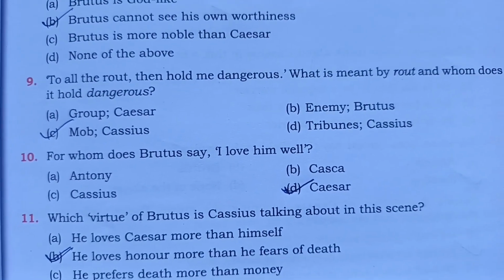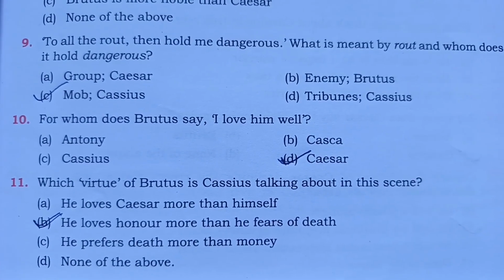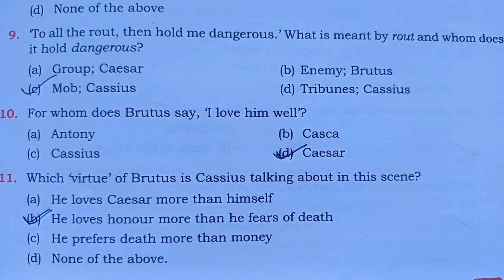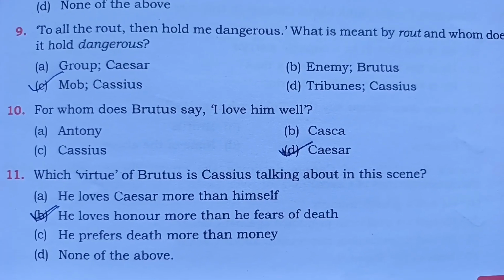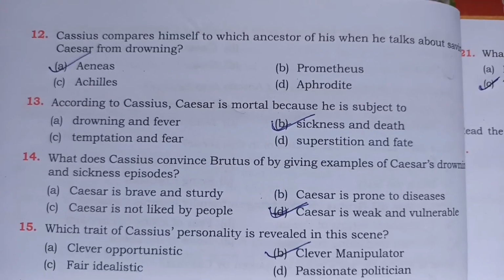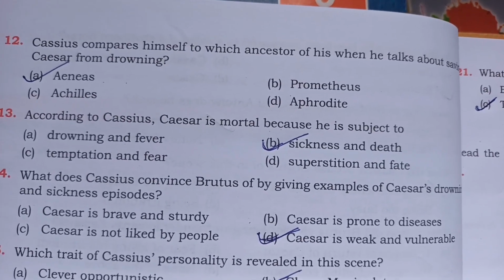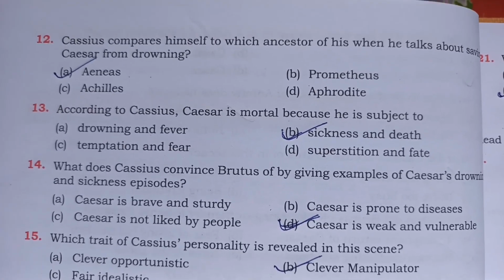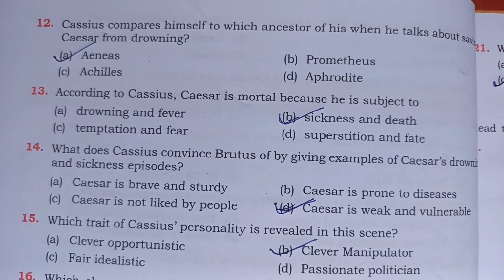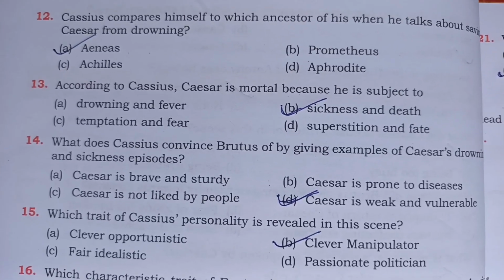Number 10, for whom does Brutus say, I love him well? So option D is correct, Julius Caesar. Number 11, which virtue of Brutus is Cassius talking about in this scene? So here option B is correct, he loves honor more than he fears death. Number 12, Cassius compares himself to which ancestor of his when he talks about saving Caesar from drowning? So option A is correct, Aeneas. Number 13, according to Cassius, Caesar is mortal because he is subject to, option B is correct, sickness and death.